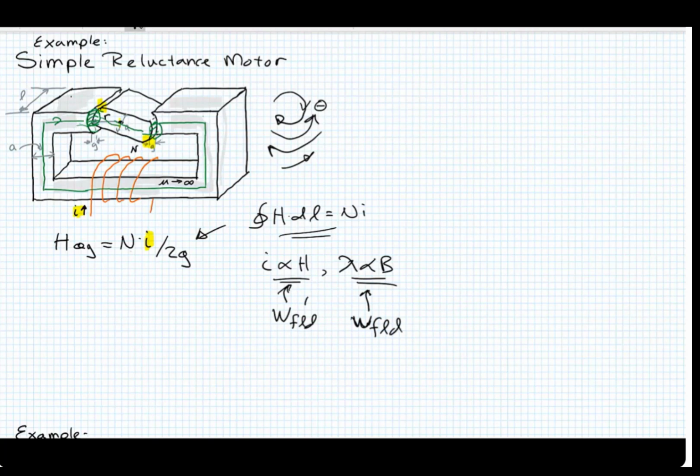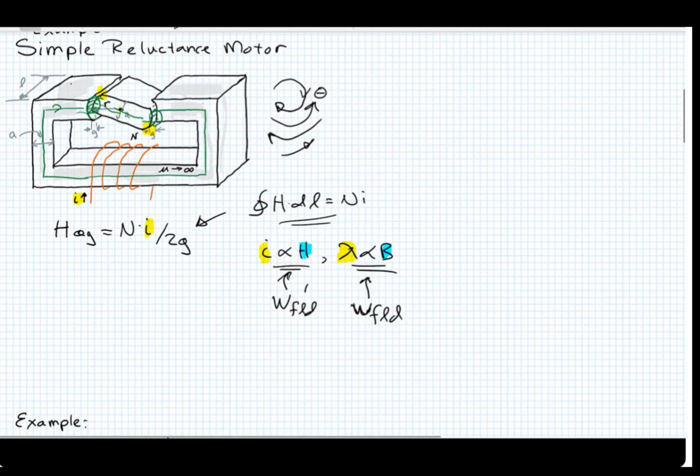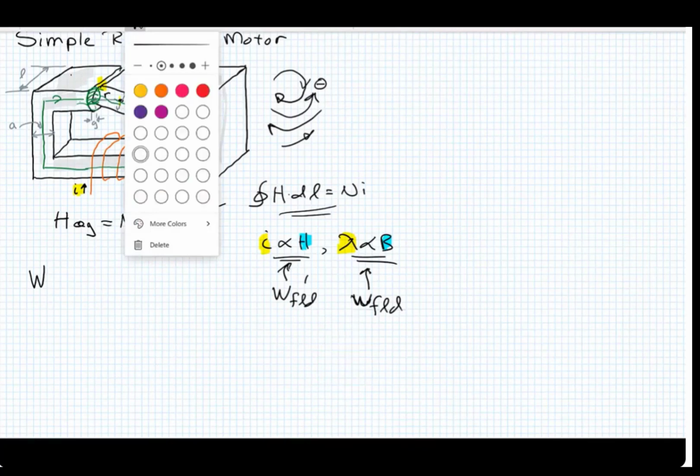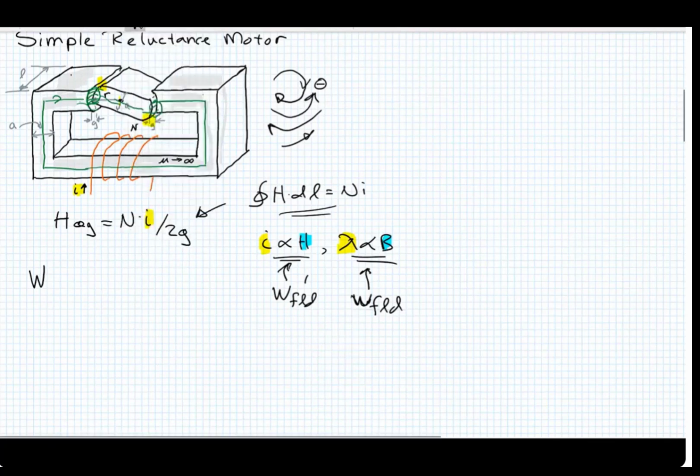And you've learned everything so far in this chapter in terms of lambda and I, but we could easily instead go down the B and the H path, and that's what this is showing. And so what we can come up with is an expression for the co-energy of this system. And that expression is simply this.